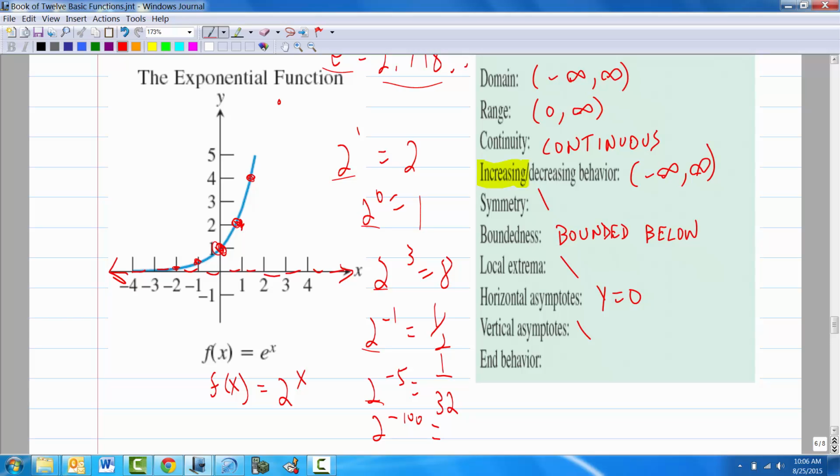The word limit really works here. What's the limit of y as x approaches negative infinity? The idea of limit is approaching, not getting there. So that's why that term is used.